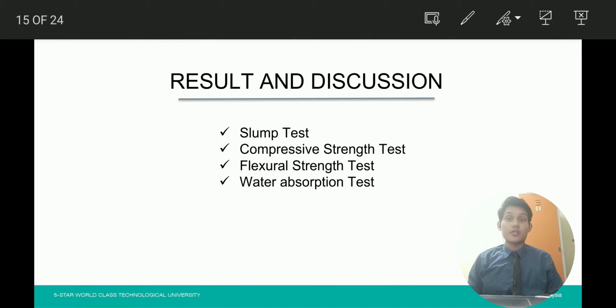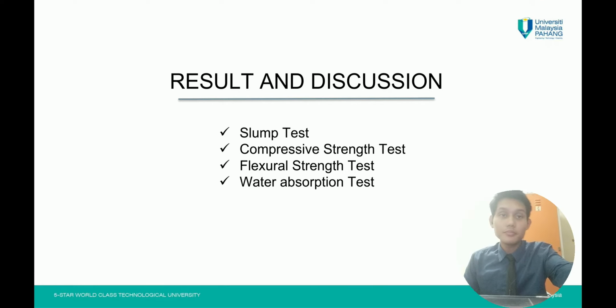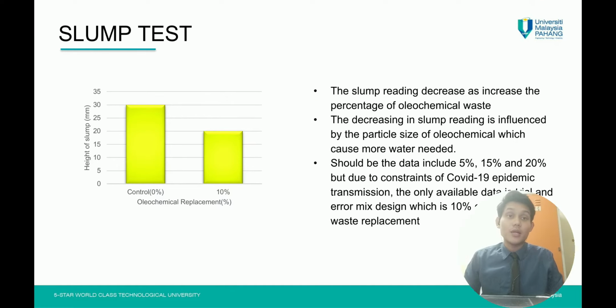For the results and discussion, which involve slump test, compressive strength test, flexural strength test, and water absorption. For the slump test, the slump reading decreases as the percentage of oleochemical waste increases. The decrease in slump reading is influenced by the particle size of the oleochemical waste, which causes more water to be needed.